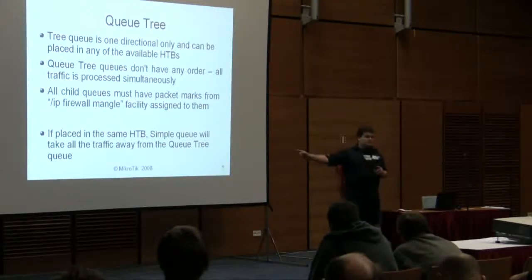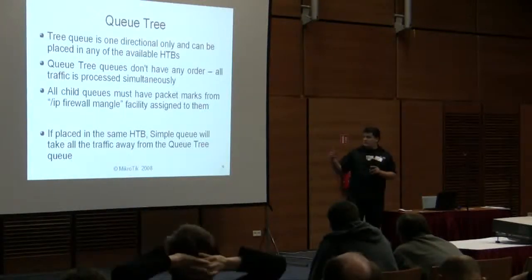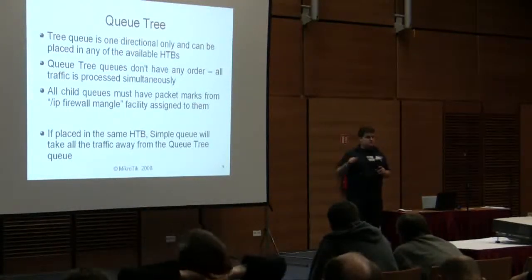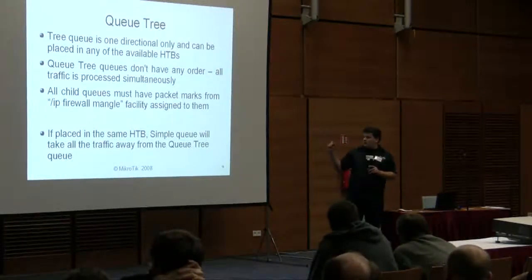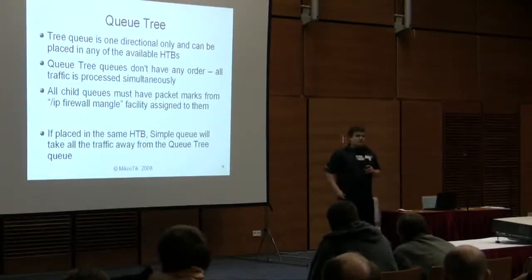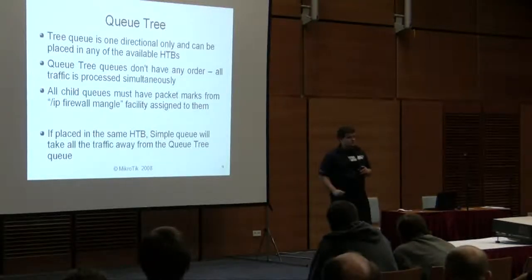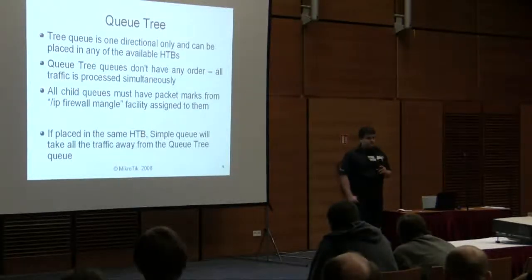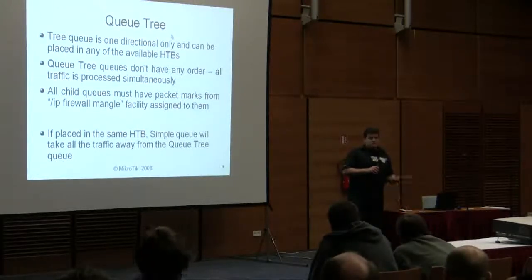And very popular question, what happens if I place a simple queue and the Q3 queue in the same HTB? So let's say global in or global out. Then simple queue will take all the traffic away from the Q3. So the simple queue will work, Q3 will not work. It's also a very popular question. I think I can say more than 100 for sure questions why my Q3 doesn't work, because you have some dynamic simple queues or something like that.